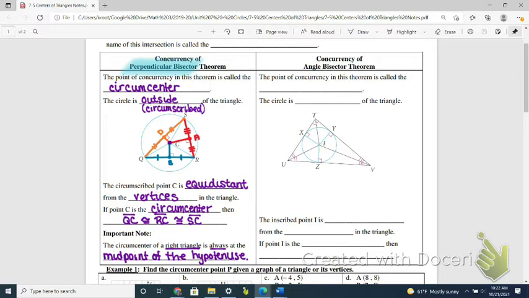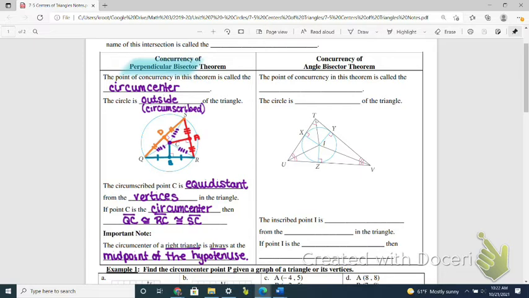So what I know is if C is the circumcenter, then all the lines connecting to the outside vertices of that triangle are all the same length. So this line is congruent to this line, which is congruent to this line. That is what we know about a circumcenter. Once I find it, I know it is equidistant to all the vertices.